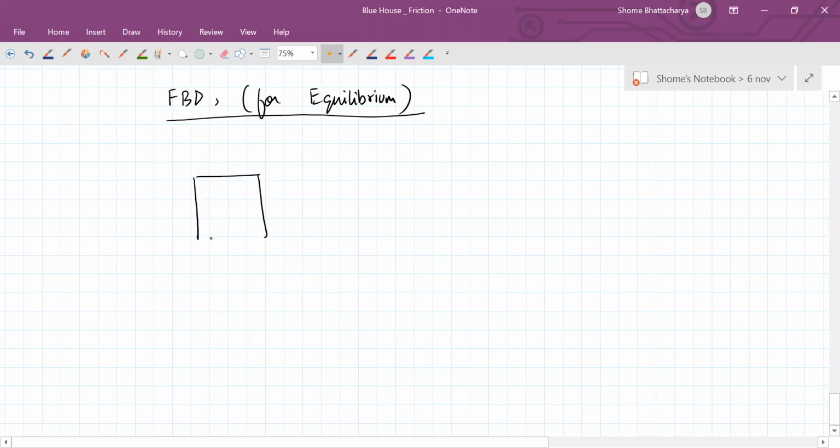So block M1, block M2. So we are applying this external force on it. So there is some normal reaction that acts on this. So this applies an equal and opposite normal reaction. So the wall applies an equal and opposite normal reaction. So N1 will be equal to N2 will be equal to F external. Okay, this is the first thing.